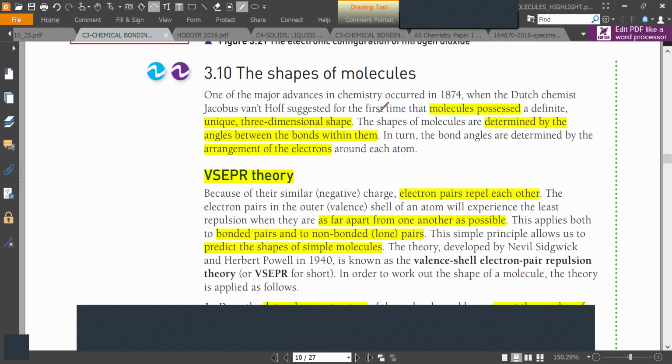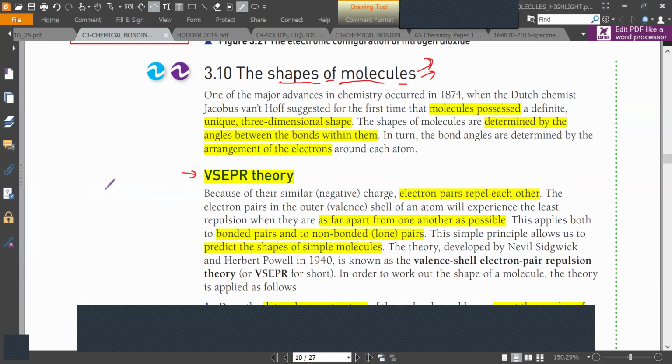This one we never learned in IGCSE. This is new. Why do we want to know the shape of the molecules? It's useful because sometimes the shape of the molecules will affect the chemical reaction. With different shapes of molecule, the reactivity will be different, the mechanism will also be different, and so on. So it's useful to know the shape of the molecules. And this VSEPR theory gives us a method to predict the shape of the molecules.